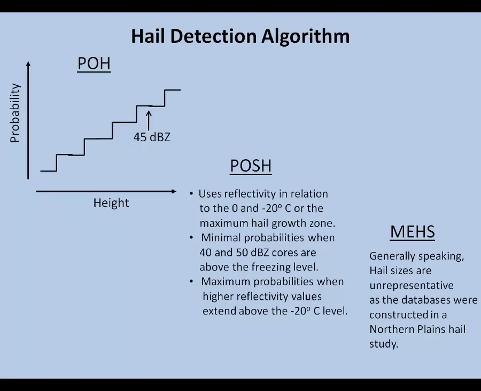The final output is the maximum estimated hail size. Generally speaking, the hail sizes are not very representative that we've seen. Most of them are overestimates. Where did they get these from? Well, it was a Northern Plains hail study. So what they said was, okay, we have a certain core in this storm. Let's go to a lookup table and look up what size we had with that storm. So basically, you're just looking at a lookup table. It's just giving you a rough idea of what the maximum hail size may be in a storm.